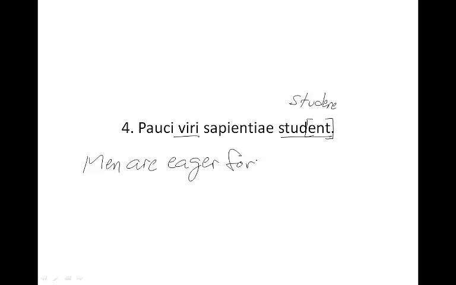And men are eager for the dative, right? Whatever comes after student has to be in the dative. Well, here we have a dative ending, sapientiae. Wisdom. Men are eager for wisdom. Well, this is an awfully optimistic sentence, is it not? But what's this here? Pauci, an adjective. So it's actually few men, and I guess I should not have capitalized that. Few men are eager for wisdom.